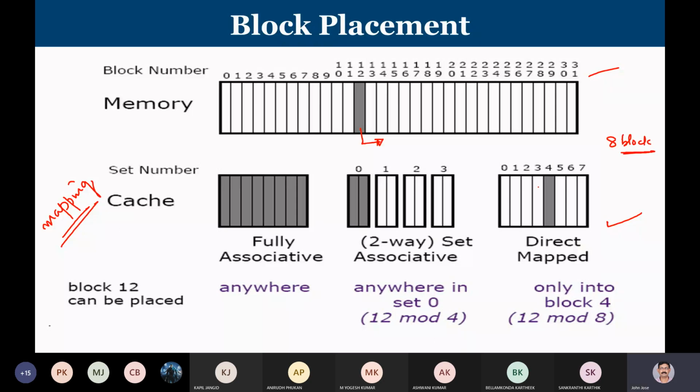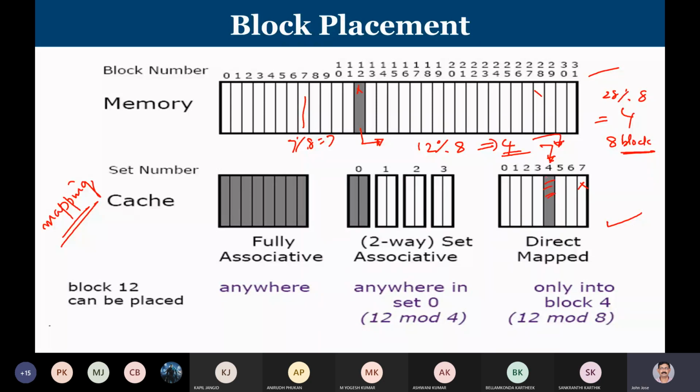If it is a direct mapped cache, what happens is this 12, I perform a mod operation on 8. I get the remainder as 4. Why 8? Because I have a total of 8 blocks in my cache. It's a direct map, that means I can keep this 12 only in block number 4 of my cache. Similarly, if I bring 7, 7 mod 8 is equal to 7. So block 7 can be placed only in 7. Block 28, 28 mod 8, that's going to be 4. So 28 also can be kept in 4 only.